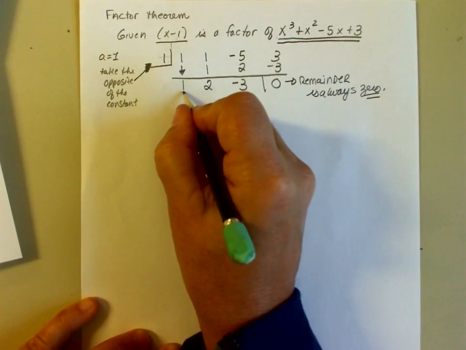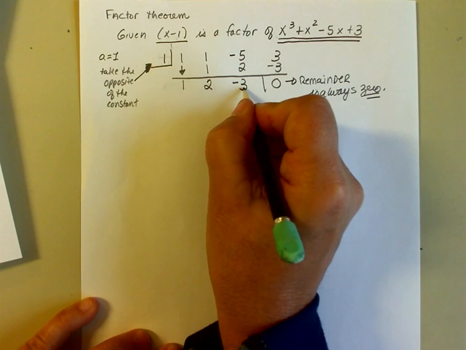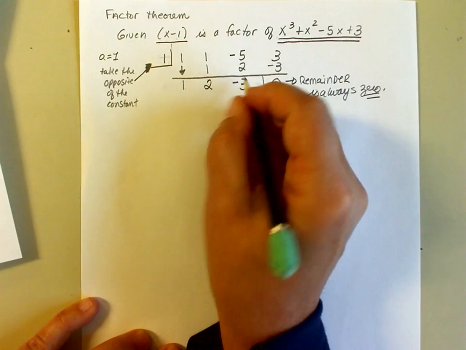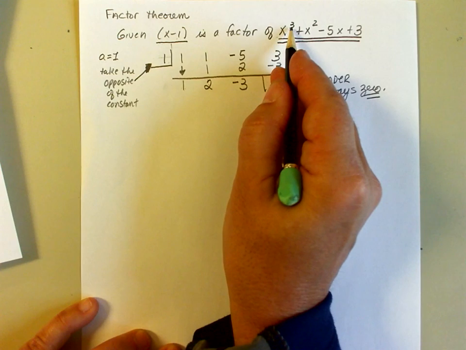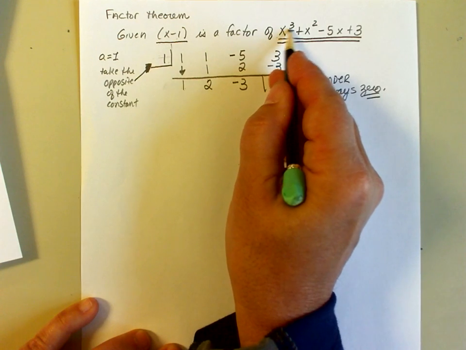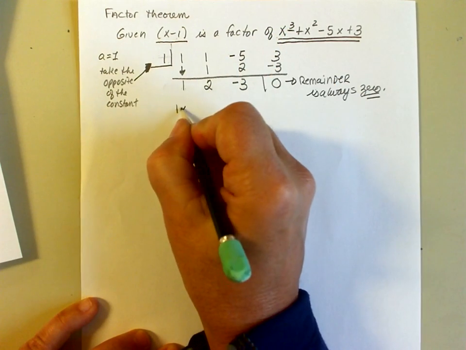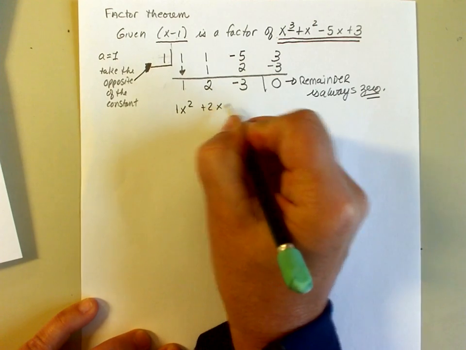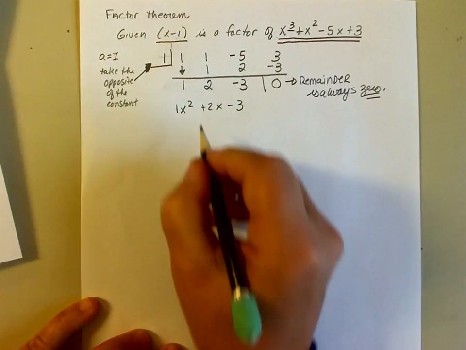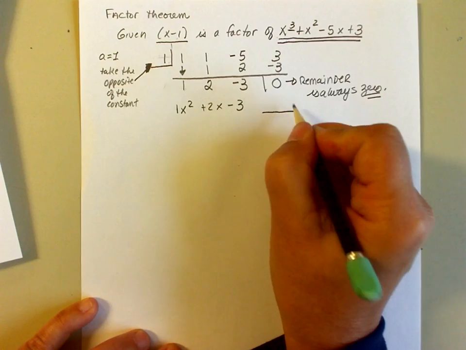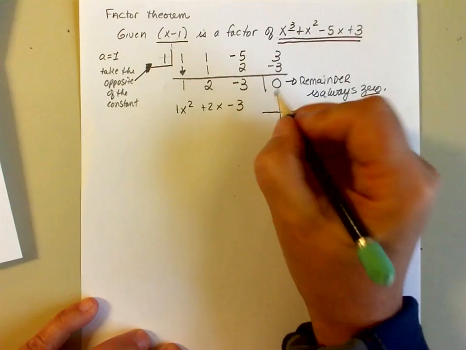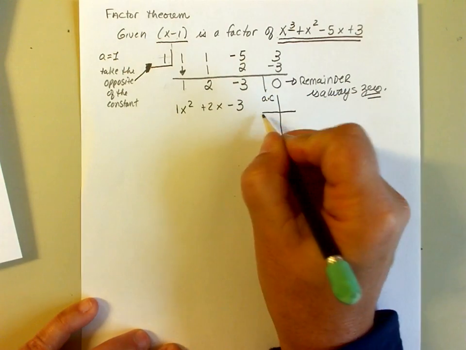Now we're going to write the remaining quotient, which is called the depressed polynomial, by taking 1 degree less than the degree in the original polynomial, which is 3. So we're going to write this as 1x squared plus 2x minus 3. Our objective now is to factor the quadratic polynomial using the AC method.